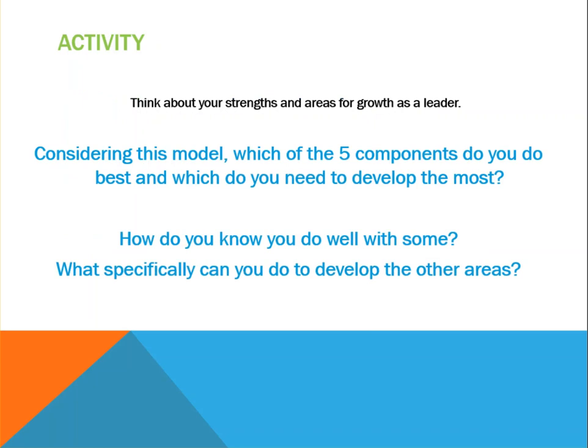So in closing, to think about your own strengths and areas for growth as a leader. So when you think about those 5 components, ethics, purpose, empowerment, inclusivity, and process orientation, which of those do you do best, and which of those would you need to develop more? And how do you know that you do well with some? Have you gotten feedback, or have you had bad experiences or good experiences? And then if there's areas that you want to develop, are there specific things that you can do, like things you want to learn or things that you want to practice modeling? It's food for thought. That's it for now.